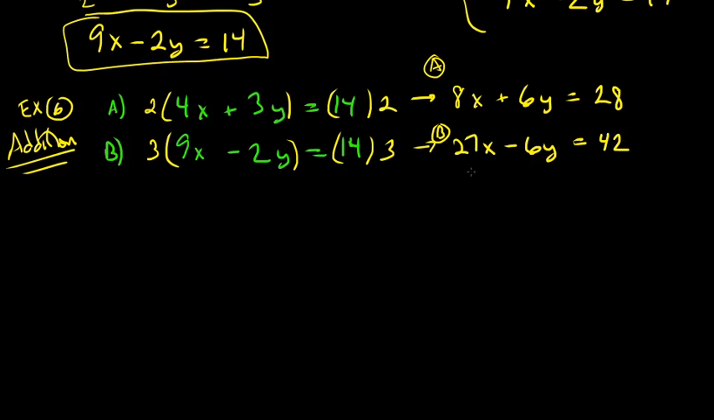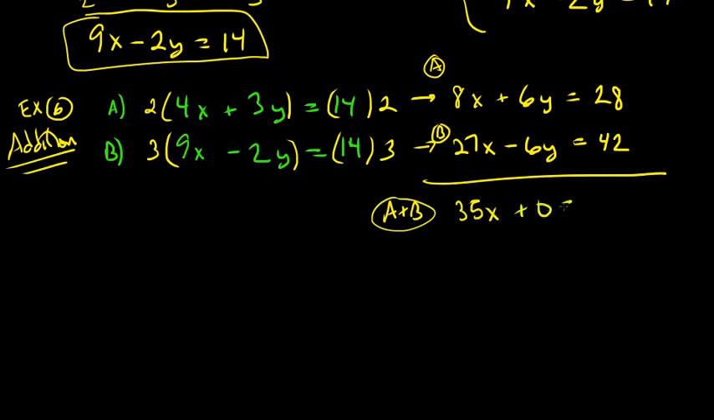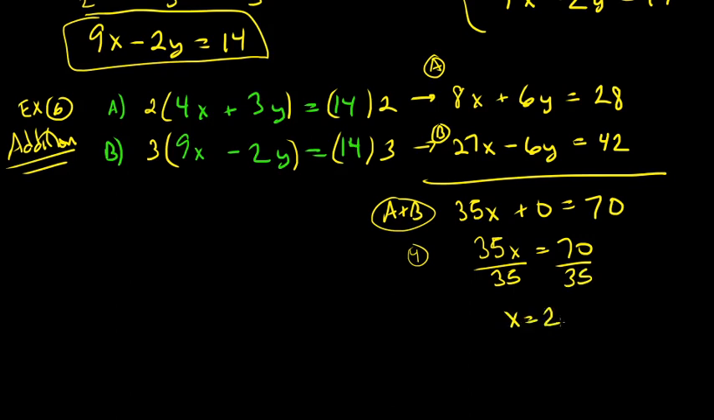That's right. So now I just add the two equations together, A plus B again. And I get 8x plus 27x is 35x. 6y minus 6y is 0. And then 28 plus 42 is 70. So 35 times x equals 70. Step 4 is to divide both sides by 35, and we get x equals 2.